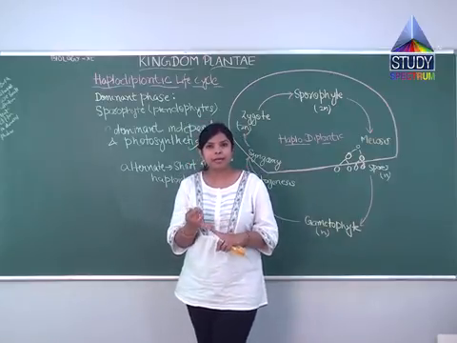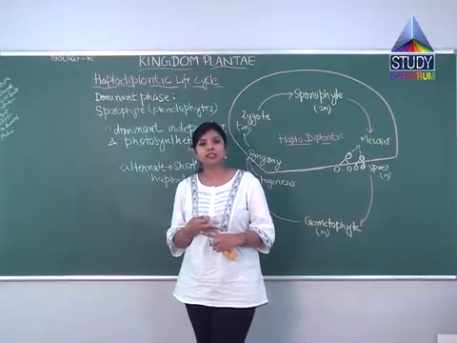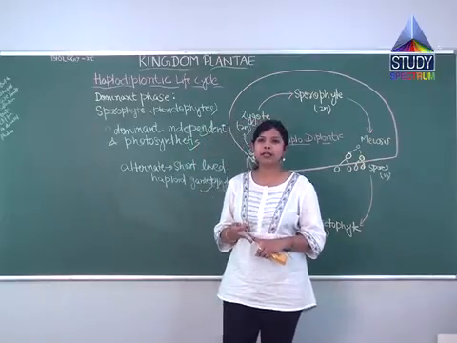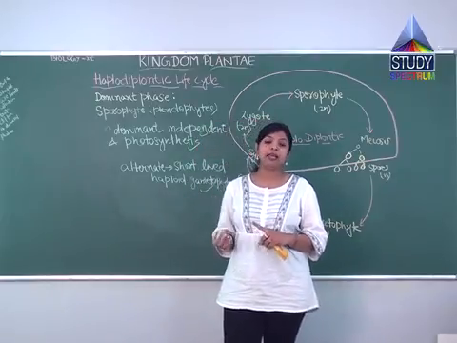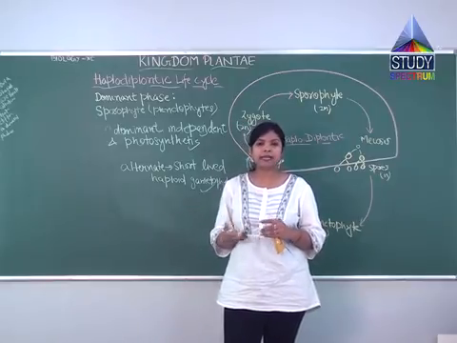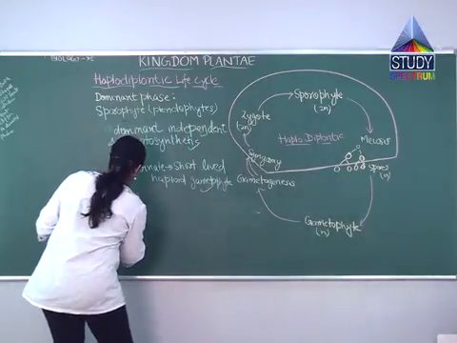Other than this, they also divide asexually by motile or non-motile spores. They also reproduce sexually by fusion of gametes. They also show alternation of generation. One generation will be haploid dominant, and the other generation will be short-living, that is diploid or sporophyte.